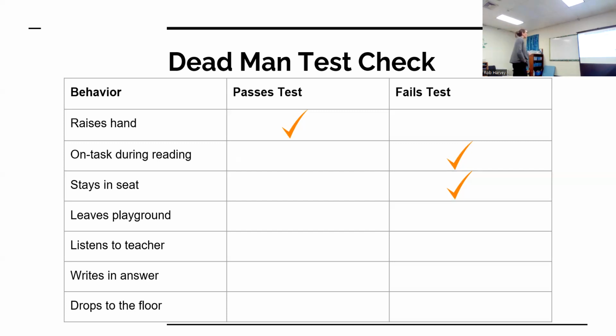So in terms of measuring that, we would want to take those things into consideration if you were targeting staying in the seat. Leaving the playground, pass or fail?